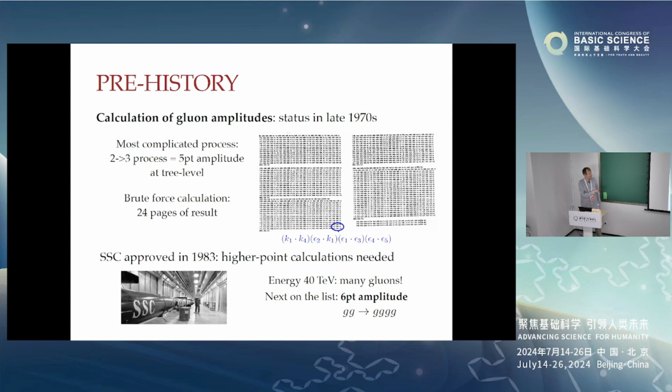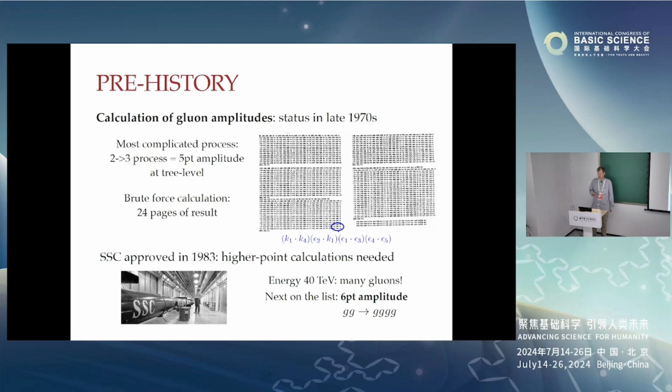Of course, if the SSC was built, which never happened, we would probably have seen the Higgs in the early 90s. This didn't happen, but the calculations which were motivated by the SSC did happen. The next in line, apart from the one done in the 1970s, was a 6 gluon amplitude, 2 gluons in the initial state, 4 gluons in the final state.